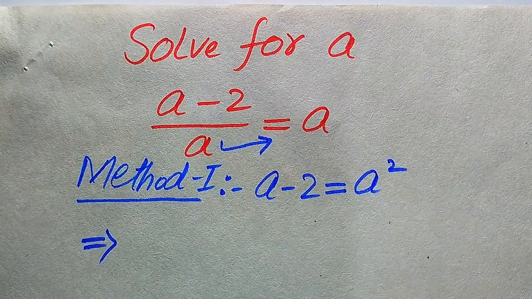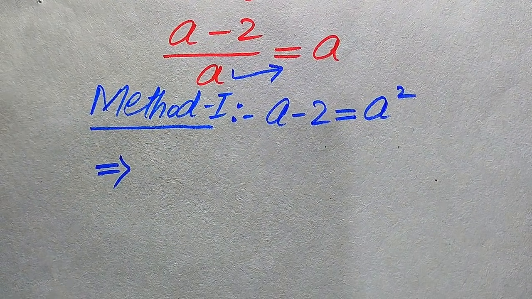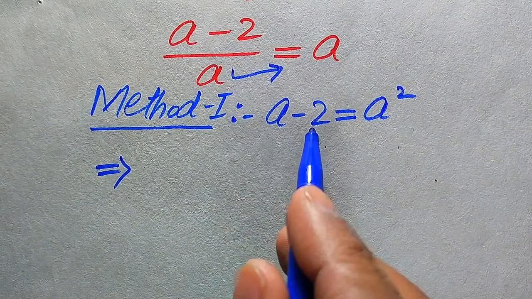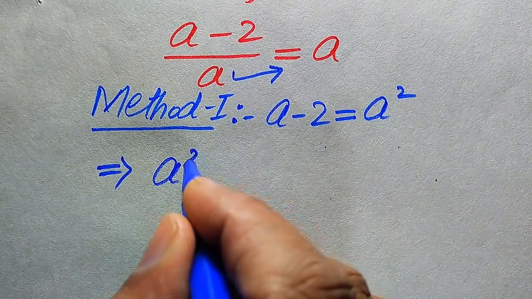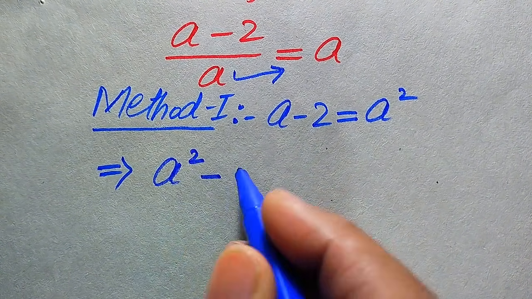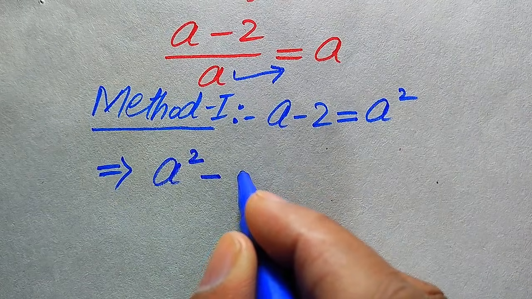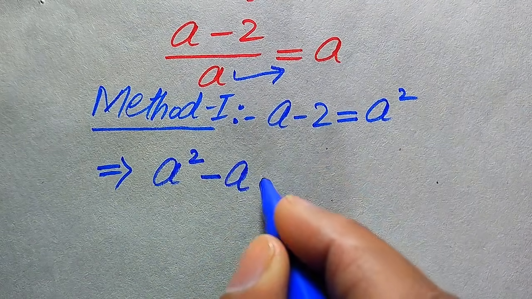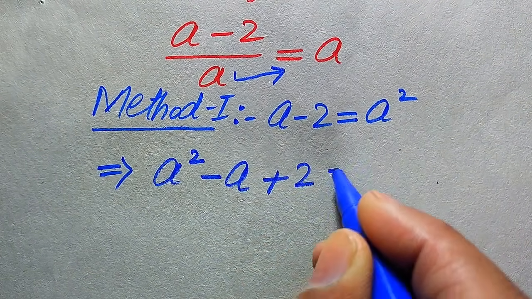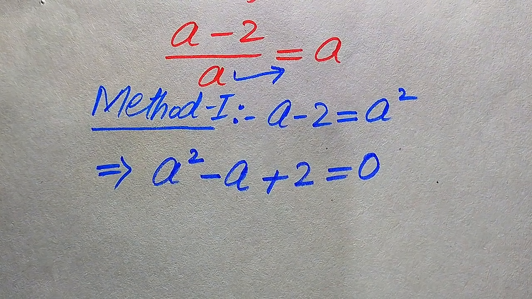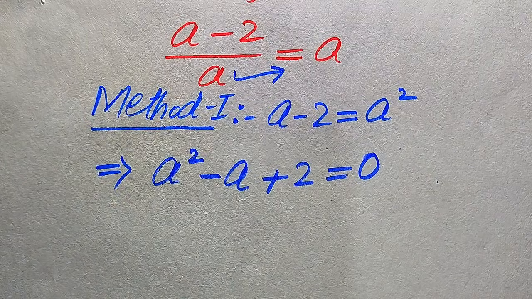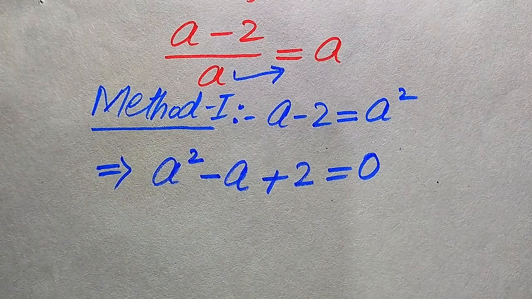And further in the next step we move the terms from the left hand side to the right hand side. This is a minus 2. When we move this positive a to the right hand side, it becomes negative a. This negative 2 becomes positive 2, and this whole equation is equal to 0. Now you see this equation becomes a standard quadratic equation.